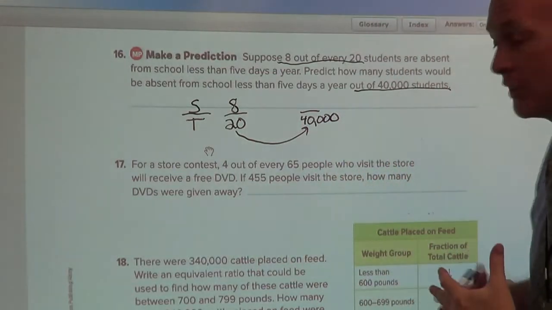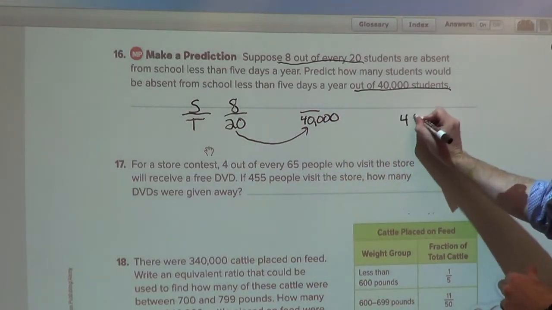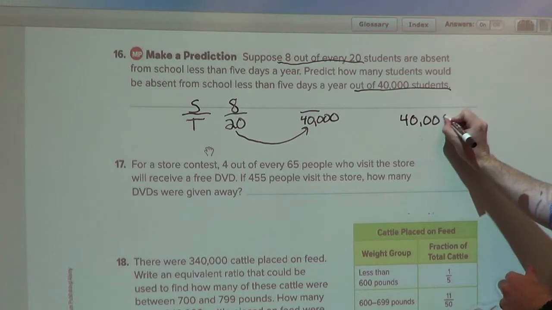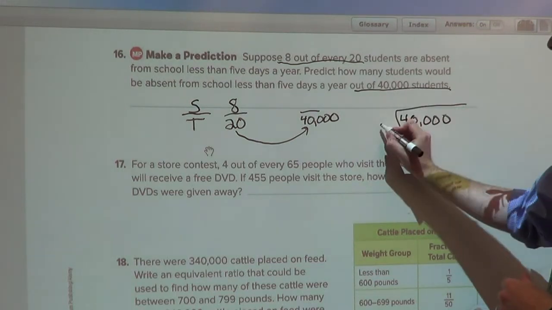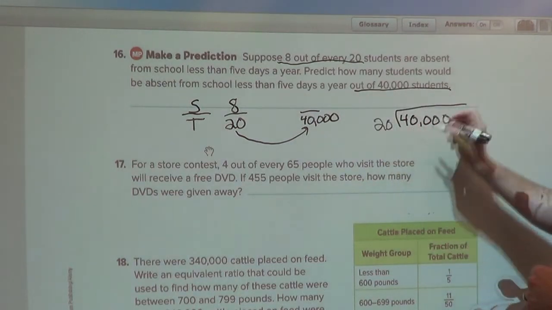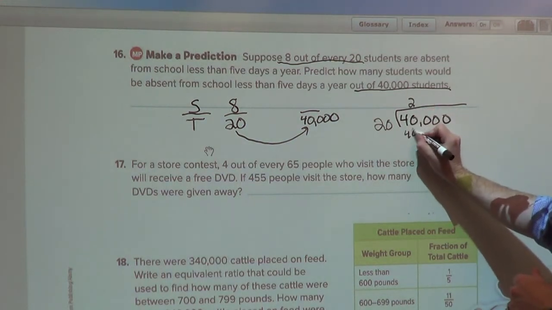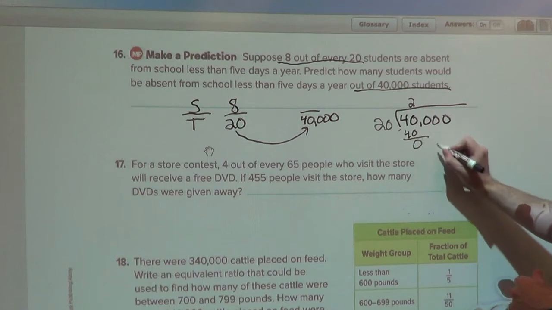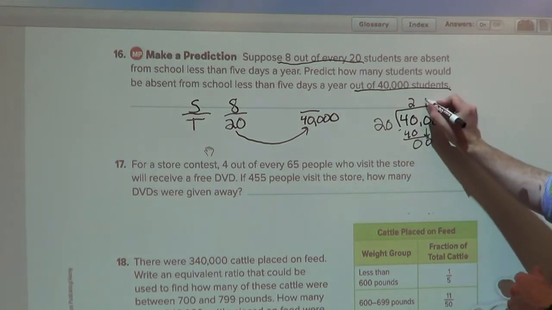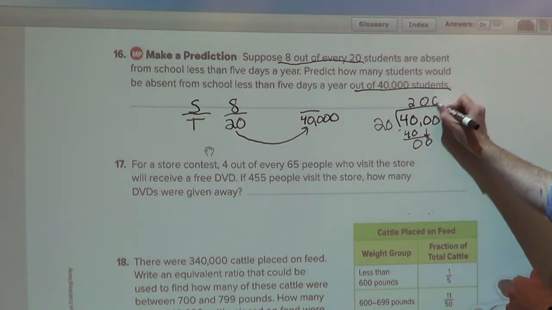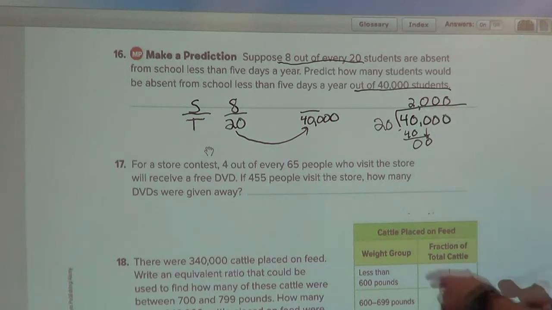So let's do some division. 40,000 divided by 20. 20 goes into 40 two times. 2 times 20 is 40. Subtract, we are at 0. And then we're going to drop down the 0, 0. And I know those are just going to be zeros. So we are at 2,000, okay?